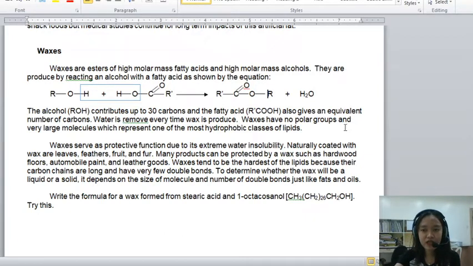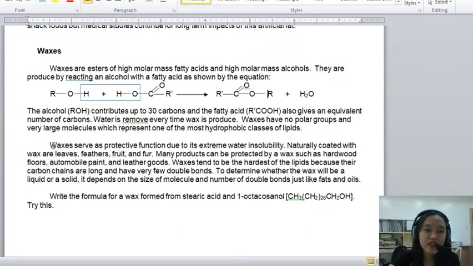Waxes have no polar groups. Okay, so wala din silang positive or negative charge, meaning non-polar sila and they are not reactive to different substances. Very large molecules which represent one of the most hydrophobic classes of lipids. So siya yung grupo na representative sa pagiging pinaka-hydrophobic among all the types of lipids. Okay, bakit? Kasi napakalaki ng molecule ng waxes. Meaning, napakarami niyang carbon-hydrogen chain. Napakahaba ng carbon chain niya na tuloy-tuloy. Kaya mas mahirap siya mag-react with other groups.